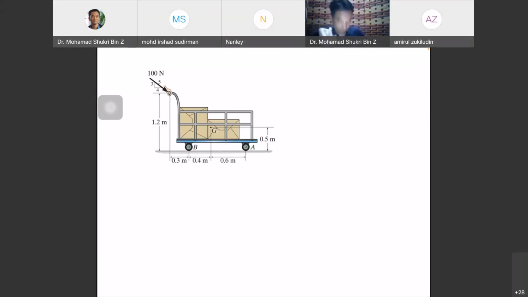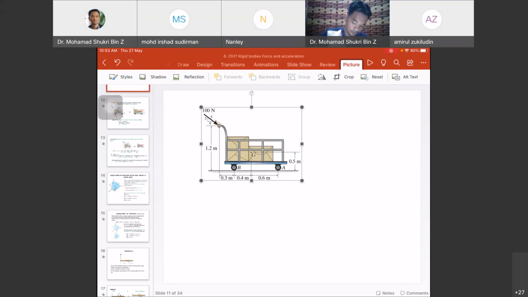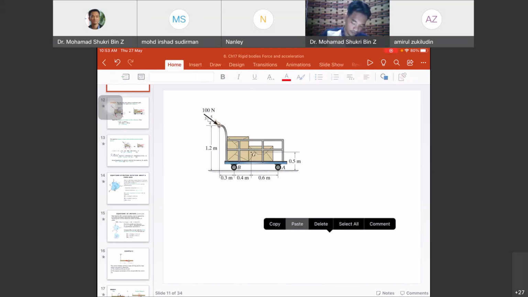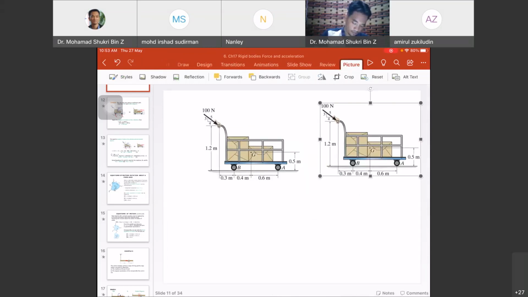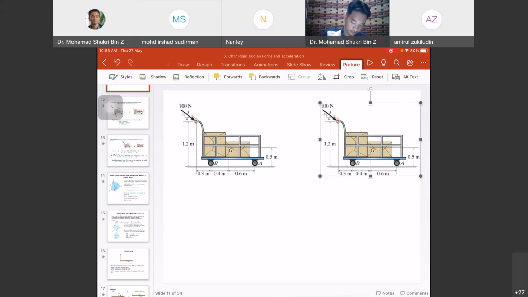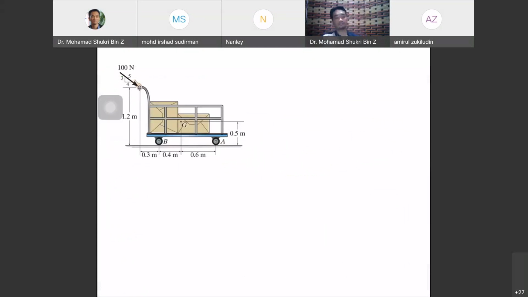So, drawing the FBD, I'll just take a picture. Wait a moment. So draw the free body diagram. Okay, this is your FBD. Free body diagram is equal to kinetic diagram.